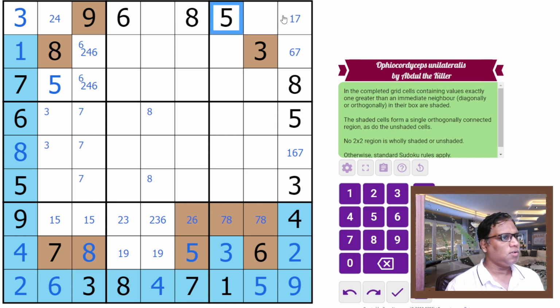6 now is not here. 6 is not here. 6 could be here. Could be here.